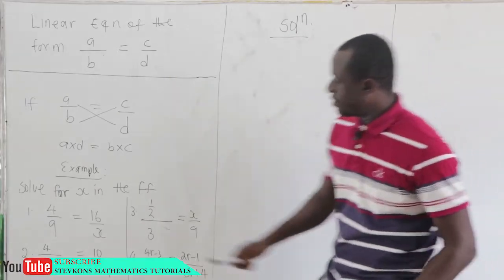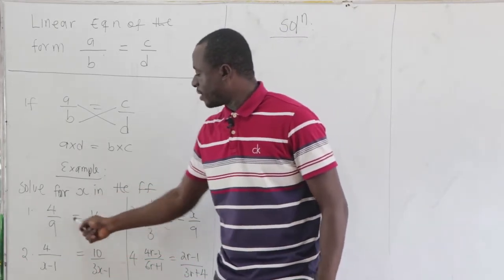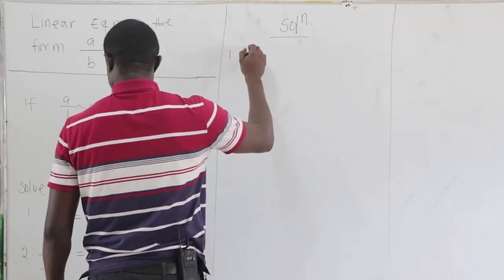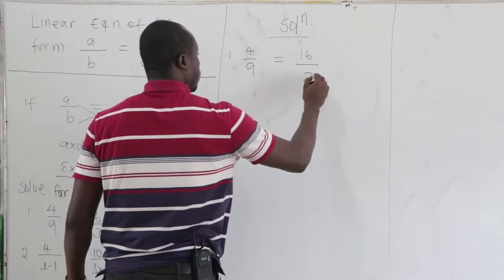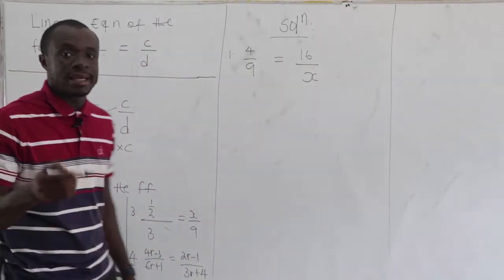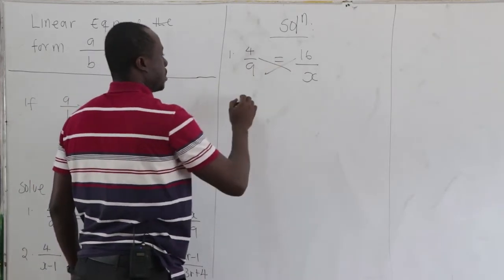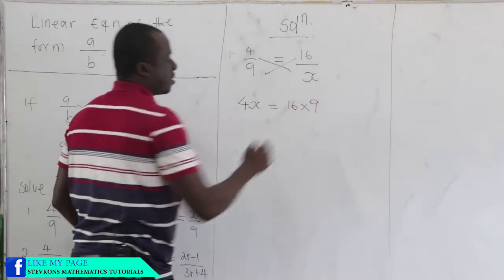Let's consider various examples for better understanding. Now, let's see the first example. Solve for x in the following: 4 over 9 equals 16 over x. We want to solve for x. So we have 4 over 9 equal to 16 all over x. From what we learned earlier, we have to cross multiply. So clearly you have 4x equal to 16 times 9.